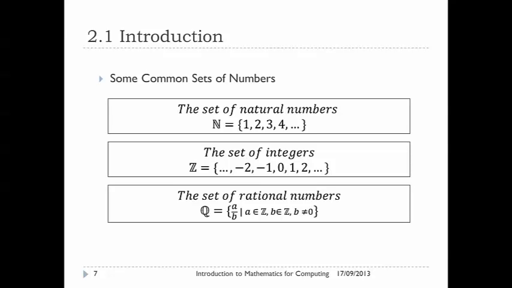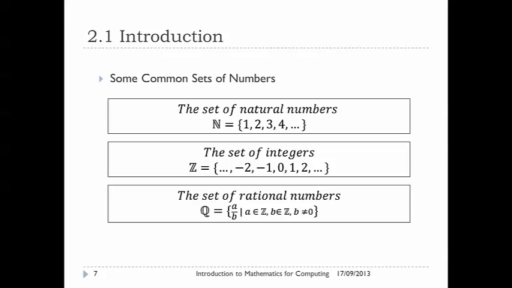And we can see that the set of rational numbers in some way includes all of the integers, and in doing so also includes the natural numbers. So for example, the integer 3 we could represent as a rational number as 3 over 1.